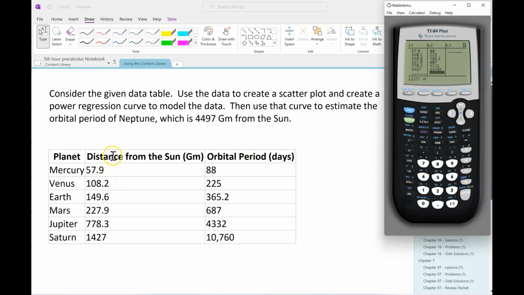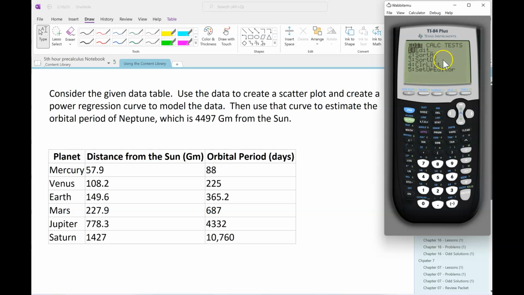We've decided that the distance is my independent variable, so those are like my x's. Since they've told me to use a power regression, I'm not going to bother to create a scatter plot because I already know what to use. If I wasn't sure what to use, I would want to look at the scatter plot to make a decision, but I'm not going to bother with it in this case. So I exited out of the lists.